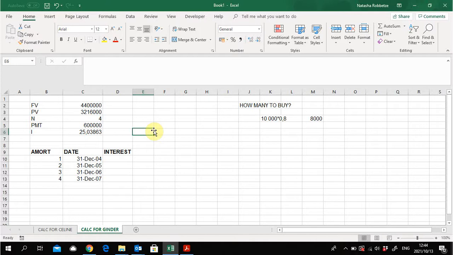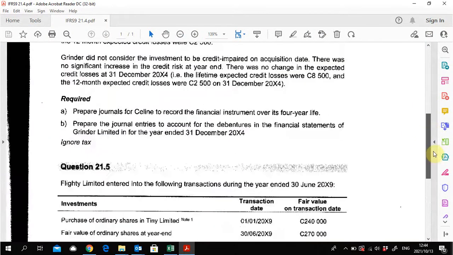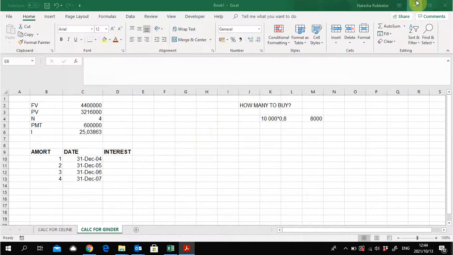I'm not going to waste a lot of time with my amortization table, because I don't have to calculate every single amortization period, only the first, because the required part clearly says the calculation needs to be done only for the year ended 31st December 2004. So in this instance, I'm just going to look at the first amort. And if I look at amort 1, I get an interest of 805,242.39.